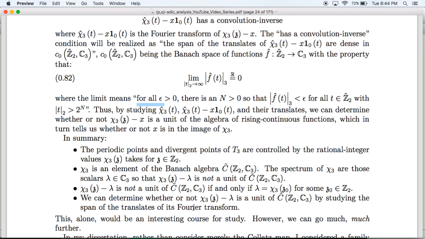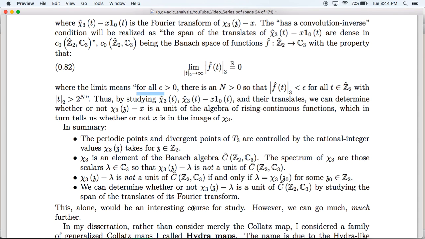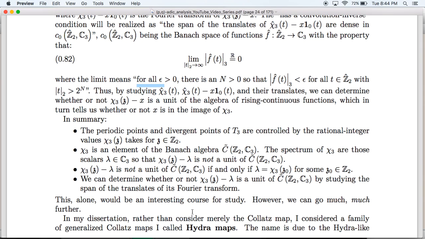Now, that's pretty nice, pretty big, pretty fun. It alone would probably make for a nice full year-long course to study. However, we can go much, much further. In my dissertation, rather than considering just the Collatz map, I considered a family of generalized Collatz maps I call Hydra maps.